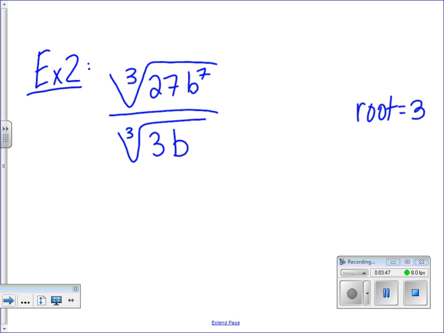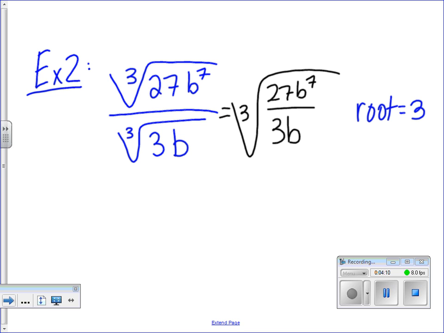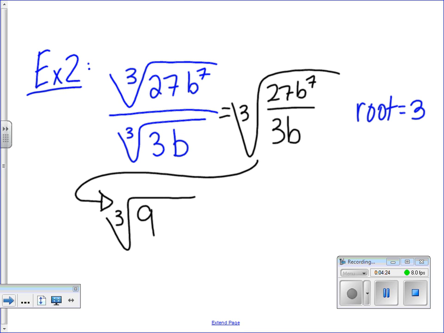So just like we did with multiplication, before I simplify anything, I'm going to divide first. It's going to make my life a little bit easier. So I'm going to divide everything under the radical. One thing I want you to notice is that this can be written all under the same radical. These two expressions are totally equivalent. They mean the same thing. So I'm actually going to simplify what's under the radical. 27 divided by 3 is 9. B to the 7th divided by b is b to the 6th.